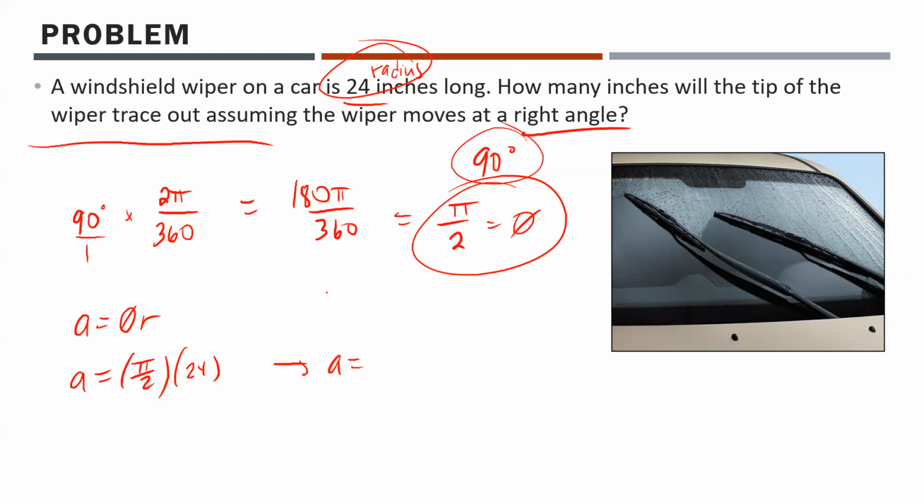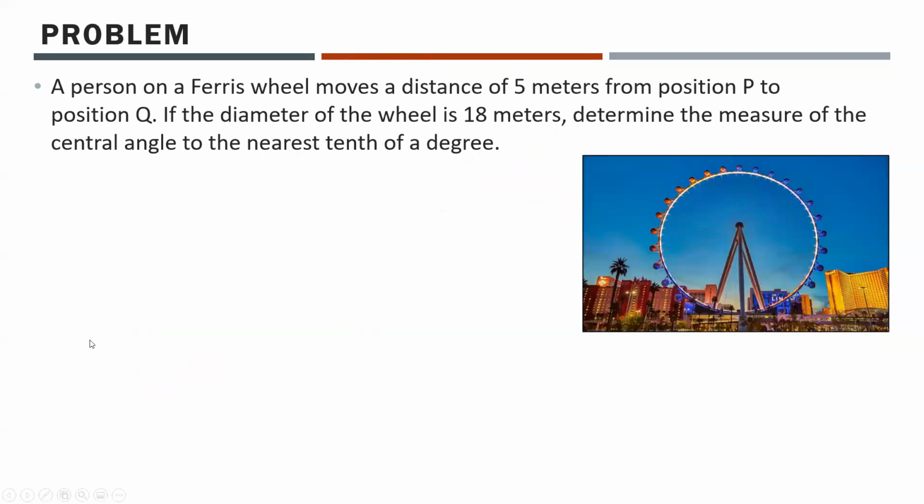This gives me, to the nearest tenth, I guess. It doesn't say what to round to. Really, I should change that. Always round to the nearest tenth, I guess, if it doesn't say. 37.7, and the units on this are inches. 37.7 inches. That would be basically the distance that the tip of the windshield wiper would trace out. That's all, right? Moving on.